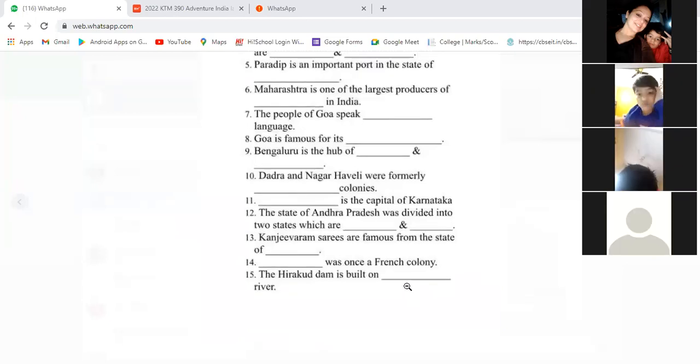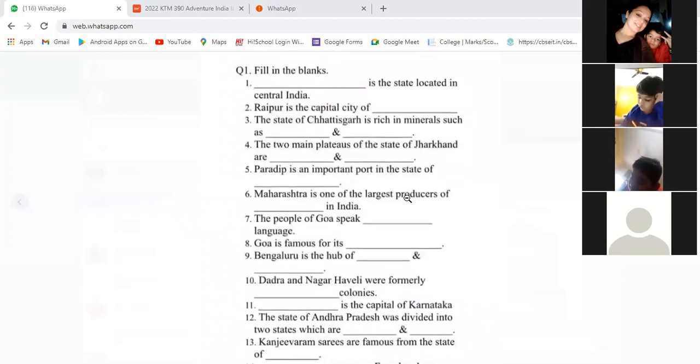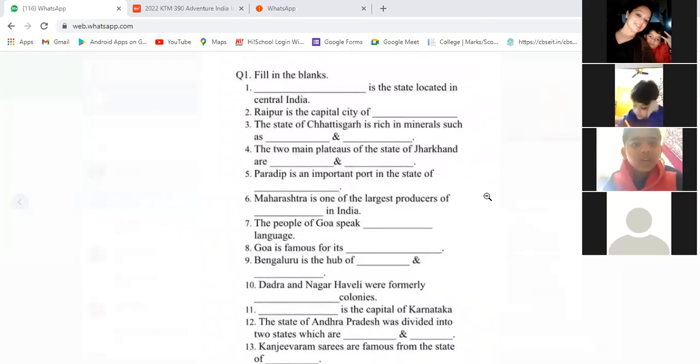Please, we are talking about minerals, Rishabh. We are not talking about crops. Okay? This is not the answer.